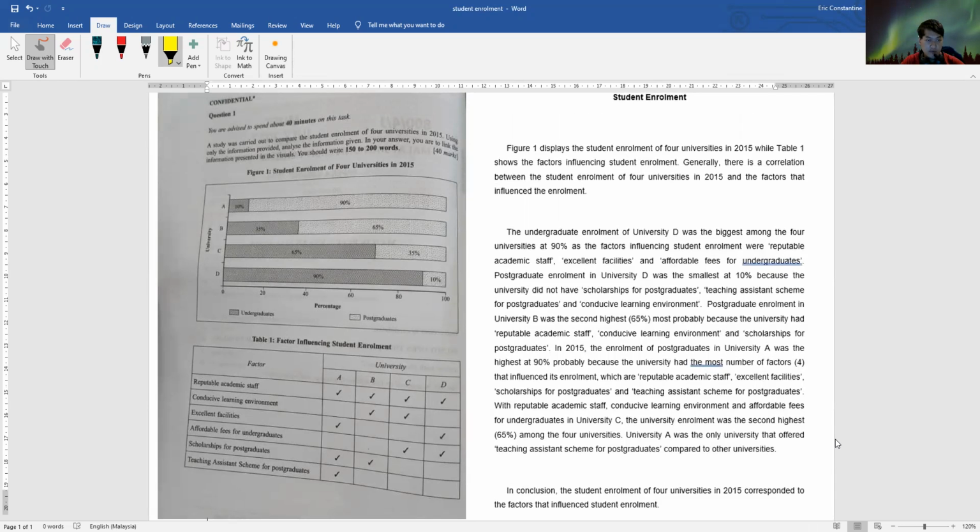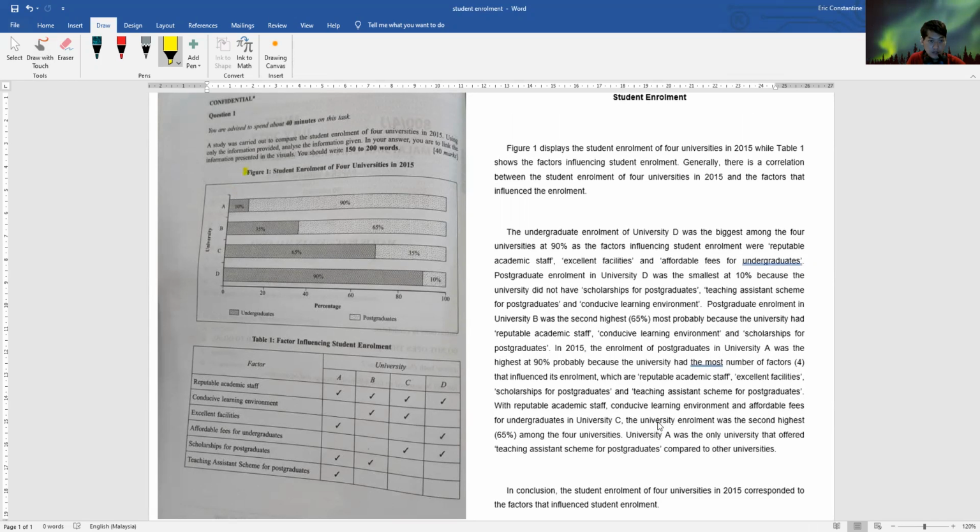Now, using only the information provided, analyze the information given. In your answers, you are to link the information presented in the visuals. So you should write about 150 to 200 words. Now, just to remind all of you, the examiners will count the number of words beforehand. And after that, only then they will mark your report. So just look here.